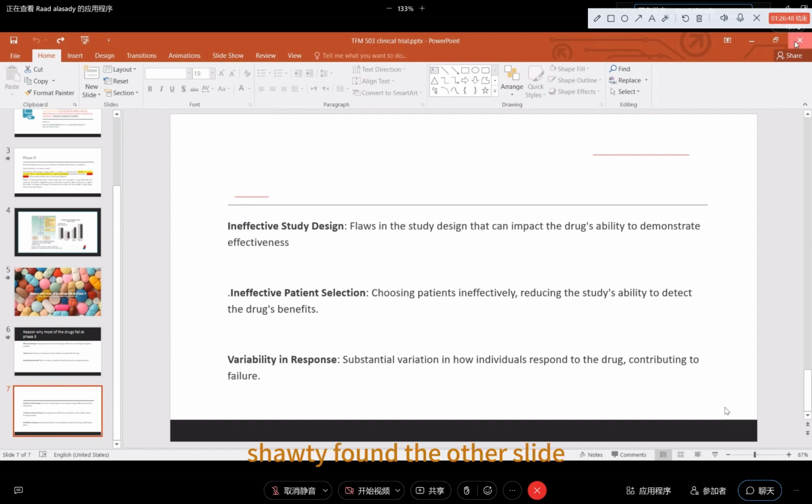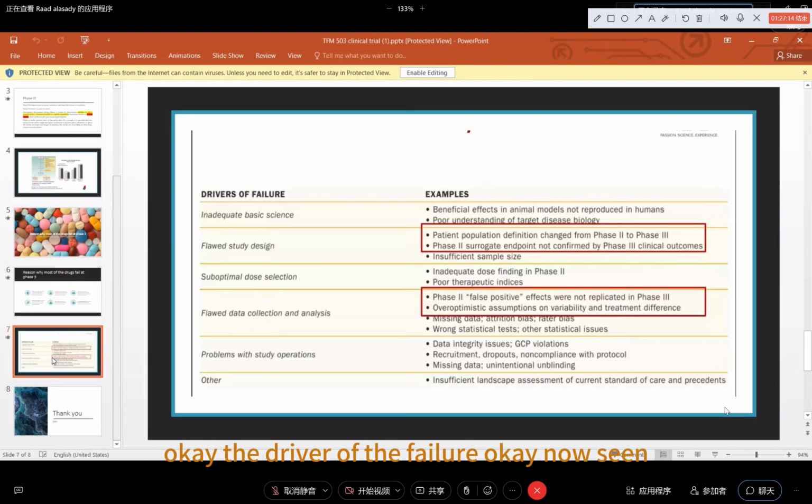Okay, sorry, I found this other slide. Leo, can you hear me? Leo. I think you are presenting. Leo, sharing other slide, Leo. Oh, you want Leo to share some of the other problem slides? Leo, can you please share the other slide? Okay, now, the driver of the failure. Can you see now? Yeah, we can see.